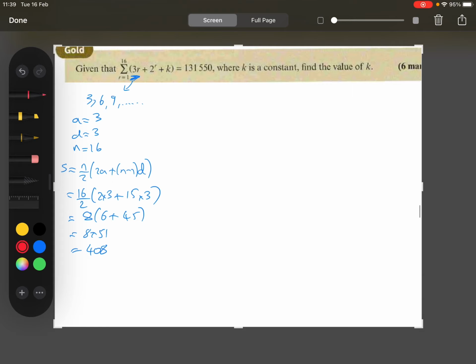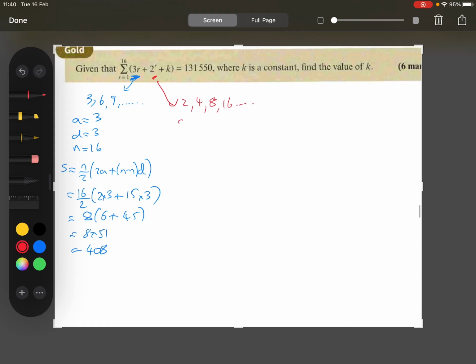Now let's do the 2 to the power r. When r equals 1, I would get 2. 2 to the power 1 is 2. When r is 2, I'd get 4 because 2 to the power 2. When r is 3, I would get 8. 2 to the power 3. 2 to the power 4 is 16, and so on.